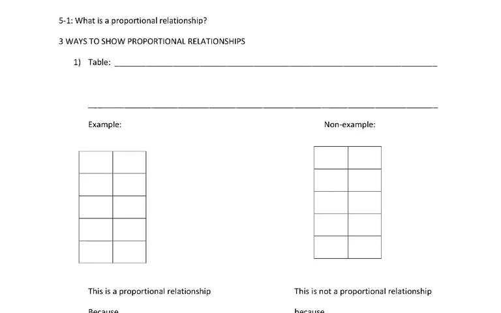Topic 5 talks about linear relationships, and we are going to start with section 5.1, which is what is a proportional relationship. We have 3 different ways to show proportional relationships. The first way is with a table. A table will show a proportional relationship when the x values are all multiplied by the same number to get their corresponding y values.